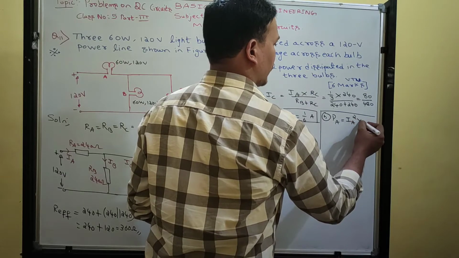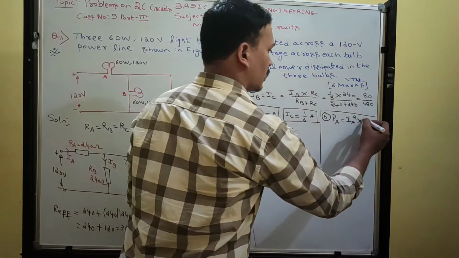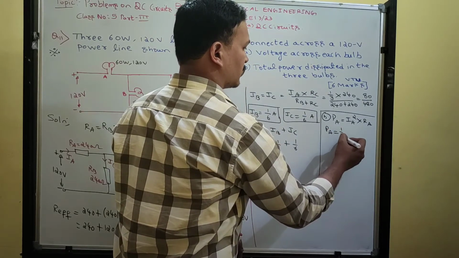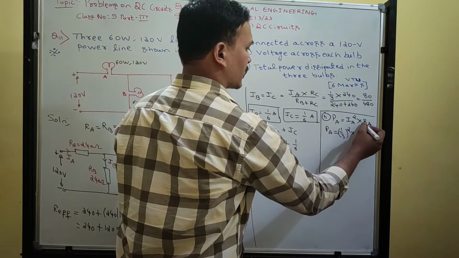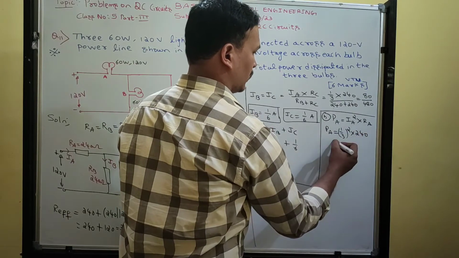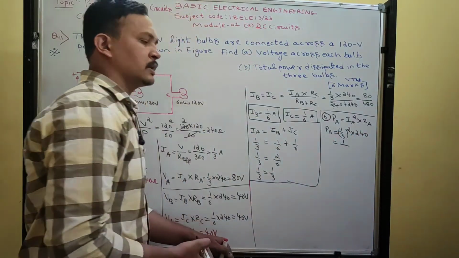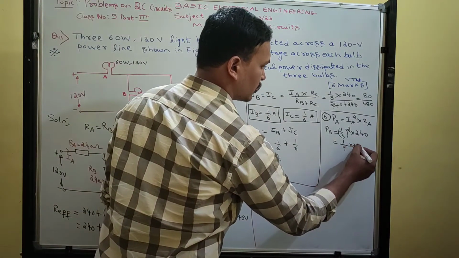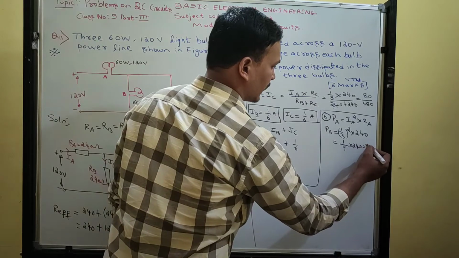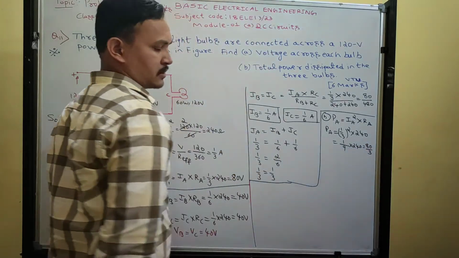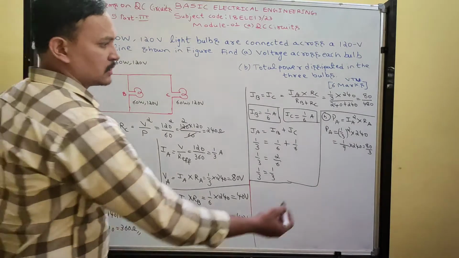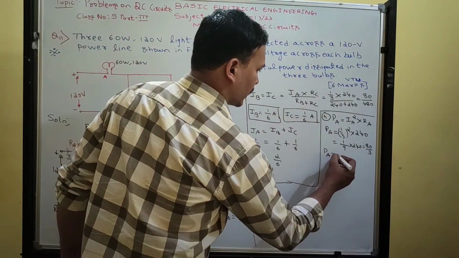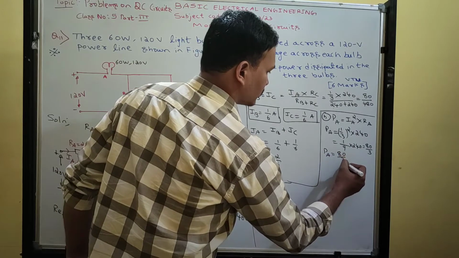Power dissipated in bulb A is IA square into RA. What is the value of IA? 1 by 3 whole square into what is the value of RA? 240. So what is 1 by 3 whole square? 1 by 9 into 240. If you do this, you will get 80 by 3 watts. 3 3s are 9, 3 8s are 24. So the power dissipated in bulb A is 80 by 3 watts.